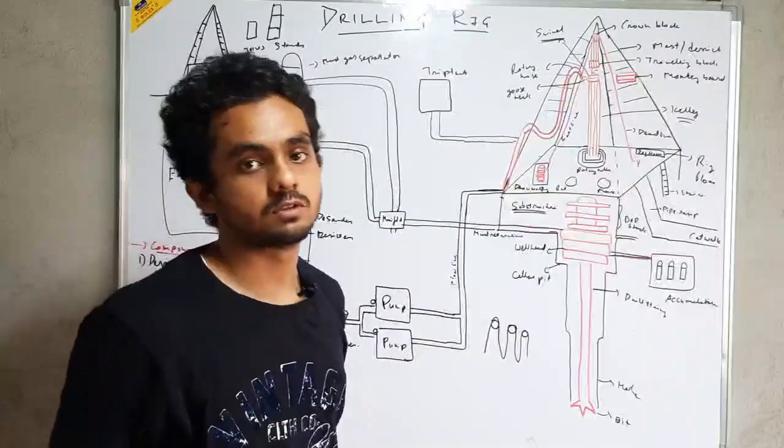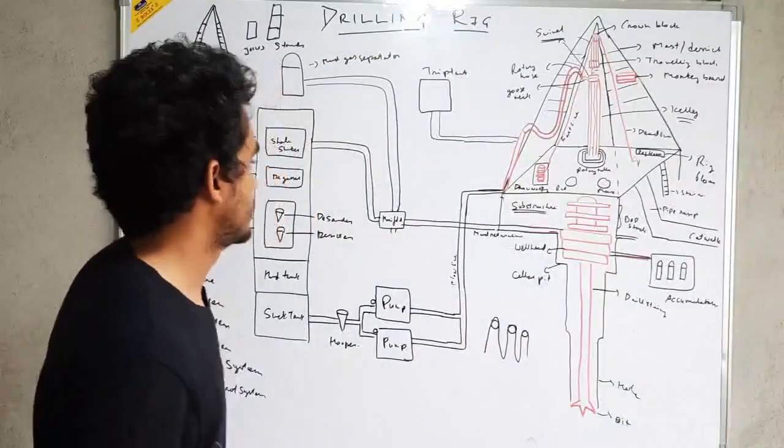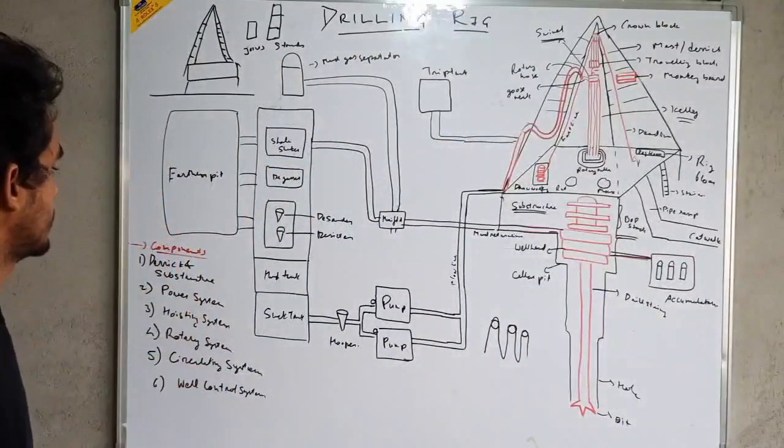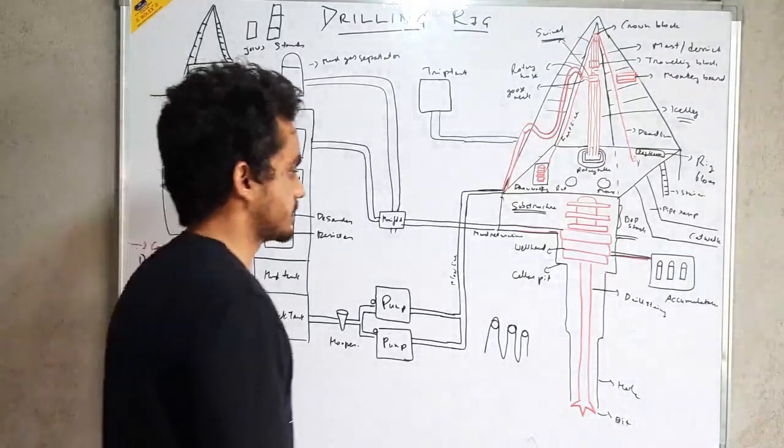and the space between rig floor and ground is known as substructure. So those were the first components. Second thing is power system.